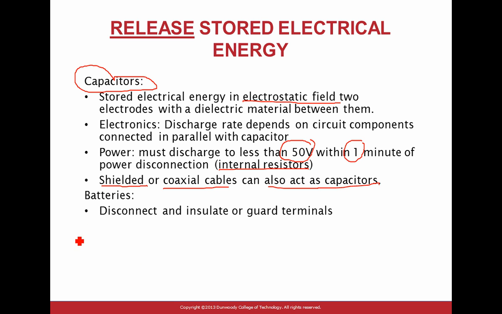But batteries, obviously, you disconnect and insulate or guard the terminals. You're not going to put a resistor on them, because batteries are meant to store energy for use. So you disconnect them and you insulate or guard the terminals. That's all you can do for batteries. Any comments or questions? Other sources of energy, nuclear and chemical, are a whole different story.